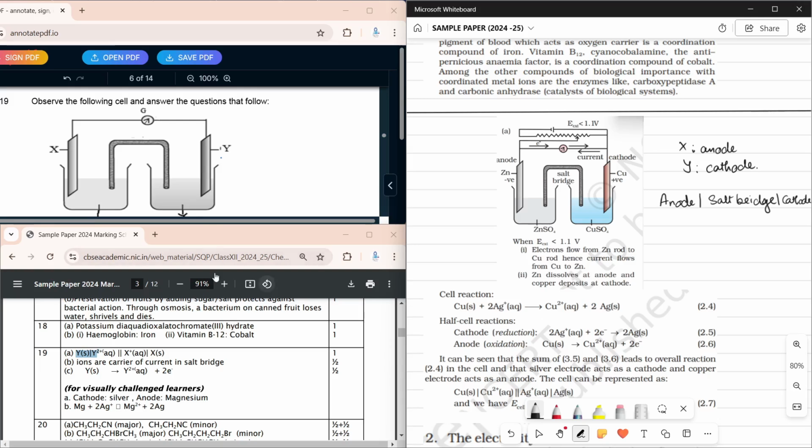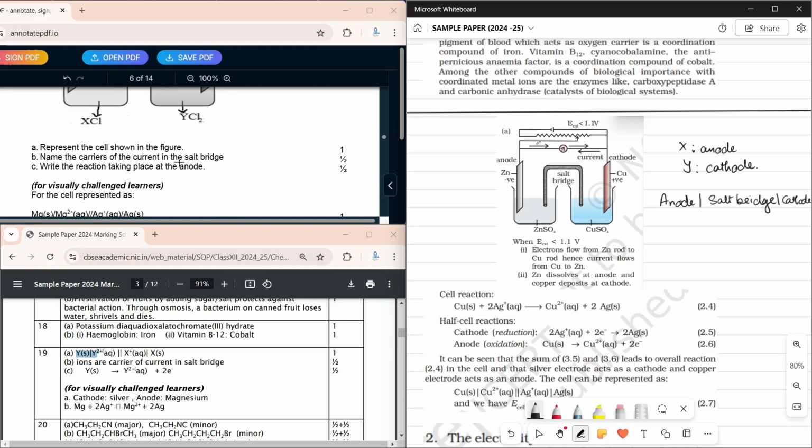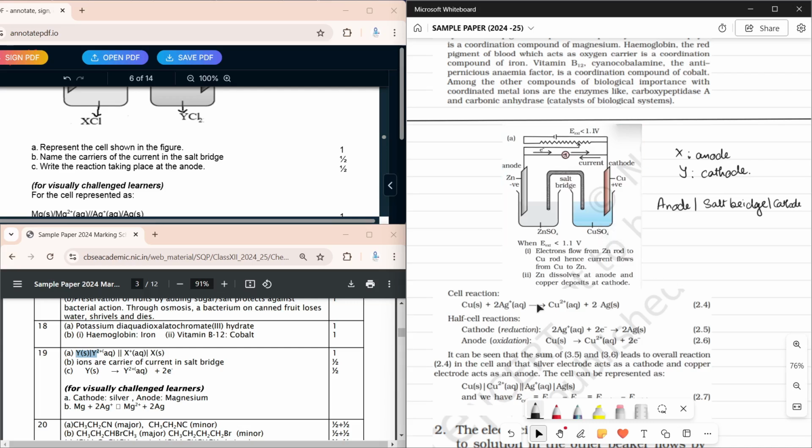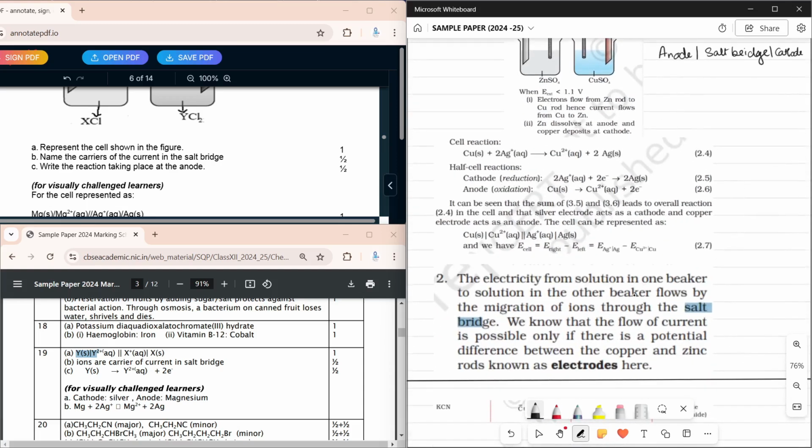Now the next question is, name the carriers of current in the salt bridge. Actually, this particular concept has been discussed in the chapter called redox reactions in class 11. So that's where I was able to find this. So basically you have the migration of ions through the salt bridge, which is how the electricity goes from one beaker to the next. So the carriers of current are going to be the ions.